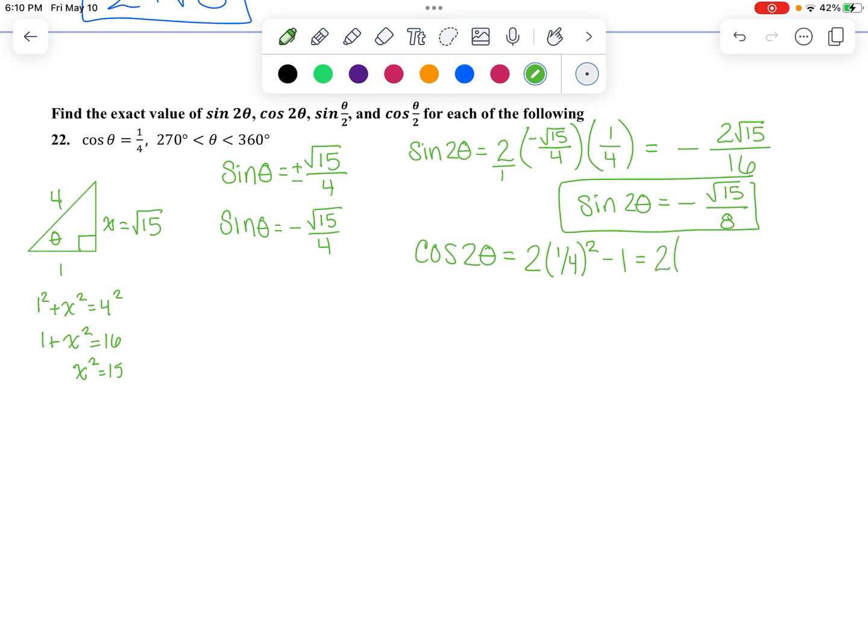Again, I don't know theta, but I do know cosine of theta. 1/4 squared is 1/16. Multiply that, I get 2/16 minus 1. Get a common denominator, it's 2/16 minus 16/16. So I get negative 14/16. And don't forget to simplify your fraction. Cosine of 2 theta is a negative 7/8.